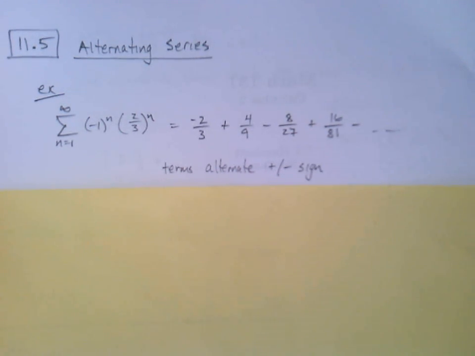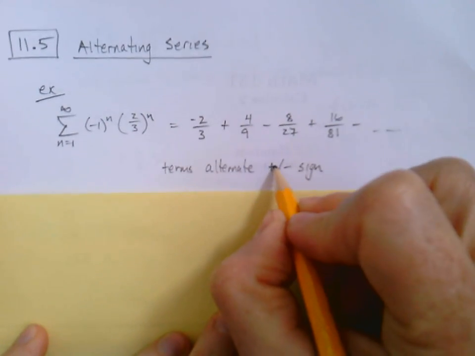Here is 11.5, the alternating series, and we'll learn the alternating series test. This is a brand new test and way of going about it, so I'll introduce it with this simple example. What if you have this series from n equals 1 to infinity, negative 1 to the nth power times 2/3 to the nth power? And just to demonstrate what we mean by the alternating series, we mean that the terms alternate between positive and negative.